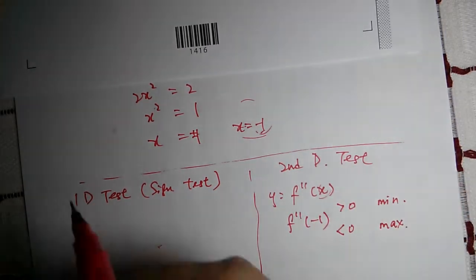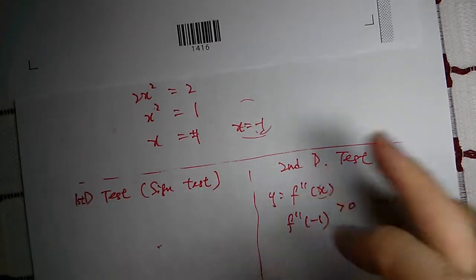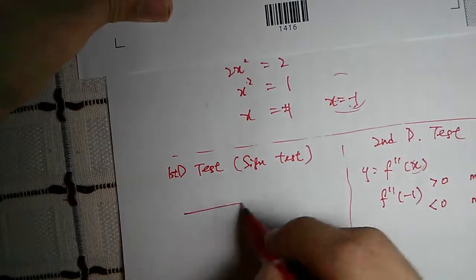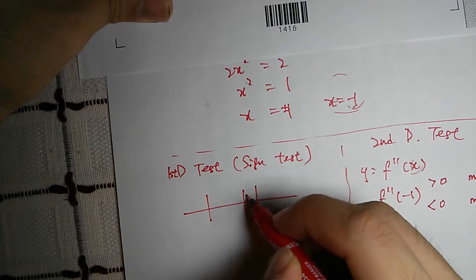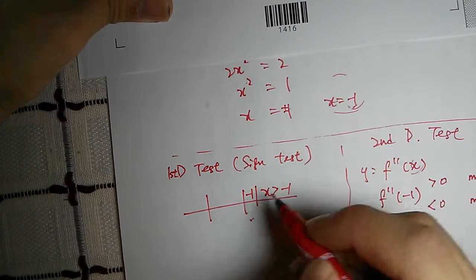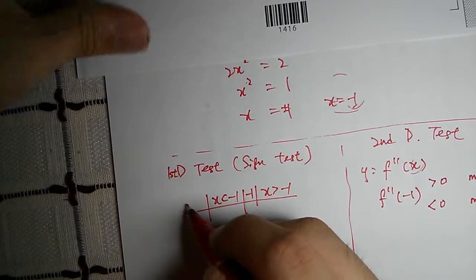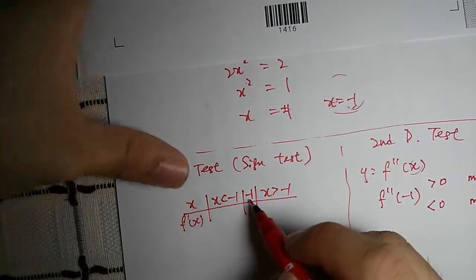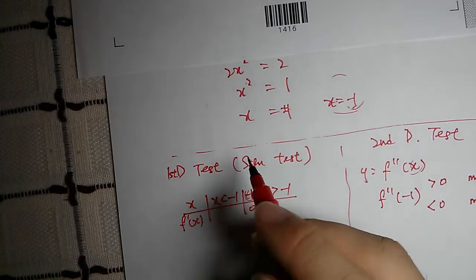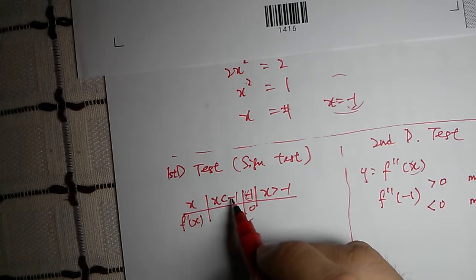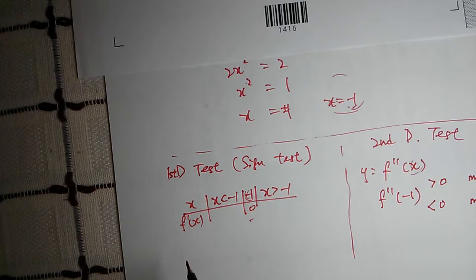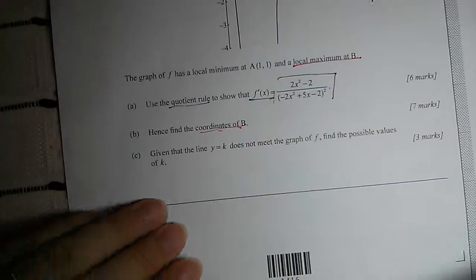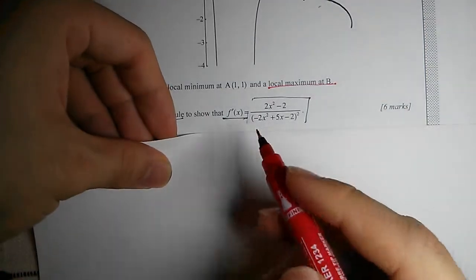This time we do the first derivative test, simply because it's hard to differentiate a fraction. So usually I draw this table. You may have your own way, it's up to you, it doesn't really matter. For x, we plug that into the first derivative. When you plug in negative 1, obviously it's 0. For some number smaller than negative 1, let's say negative 2. This is our first derivative.